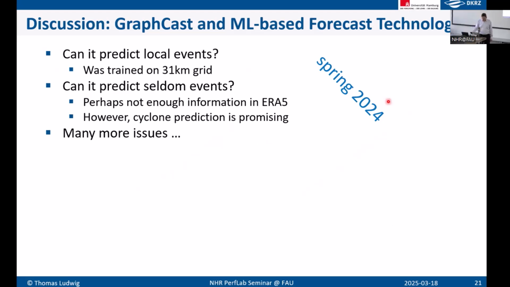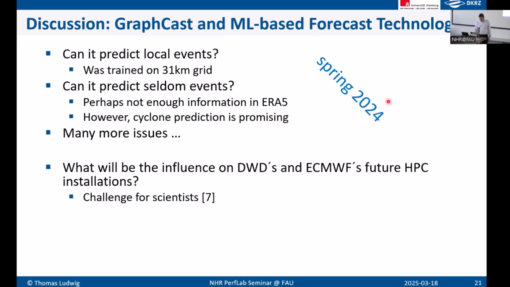So what's new now? At that time, there was a discussion: can these ML things predict events that are in a smaller grid space than the 31 kilometers? Yes, it can. The scientists don't really know why this is the case, but the predictive quality is pretty high. Can it predict seldom events? This also holds, and it's not finally clear why being trained on ERA5 gives that good quality. So scientists are still discussing that, and you can learn about these discussions everywhere when you go to conferences. I will show you in a minute.